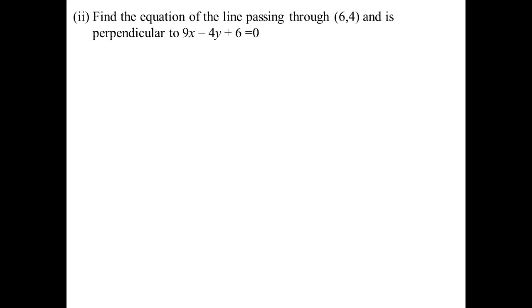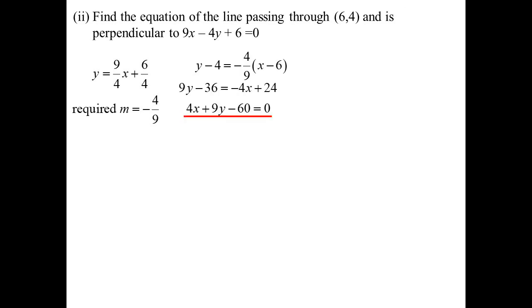So, the equation of the line passing through (6, 4), perpendicular to 9x minus 4y plus 6 equals 0. First thing we've got to work out, what's the slope? Well, the slope of this one's 9 on 4. We want perpendicular. Therefore, the one we want is -4 on 9. Point slope formula, multiply out, bring things together. Have a look at the question, have a look at the answer. What do you notice? The numbers have swapped. But not only have they swapped, the sign in between them has changed because it's the negative inverse.